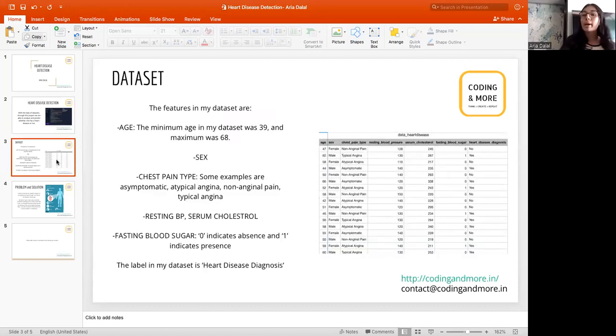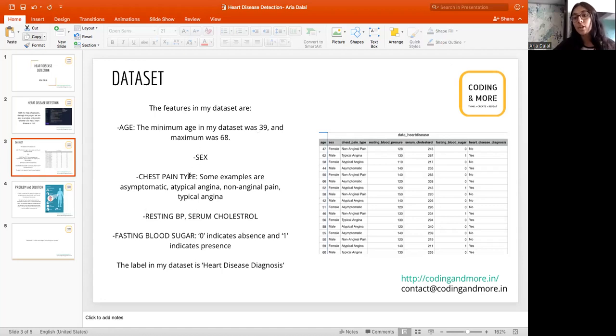This is a screenshot of my data set, and I've taken this data set from a platform called Kaggle. Kaggle provides a variety of data sets, and I've chosen to do one based on heart disease. There are a number of columns, which we call features, and some examples of the columns are age, sex, chest pain type, resting blood pressure, serum cholesterol, and fasting blood sugar. In my data set, the minimum age was 39 and the maximum age was 68.